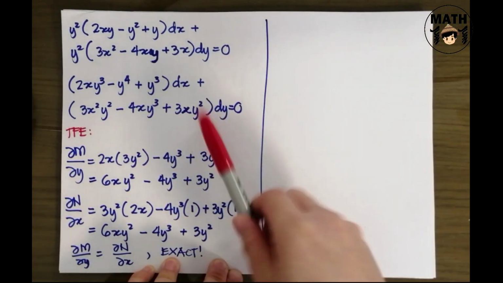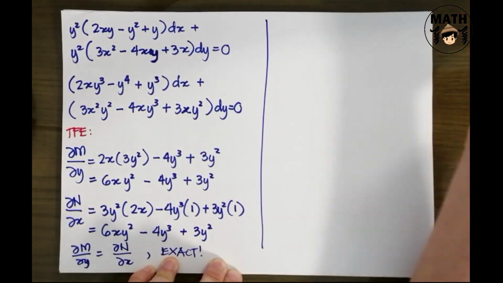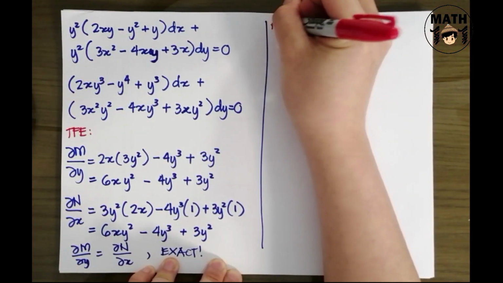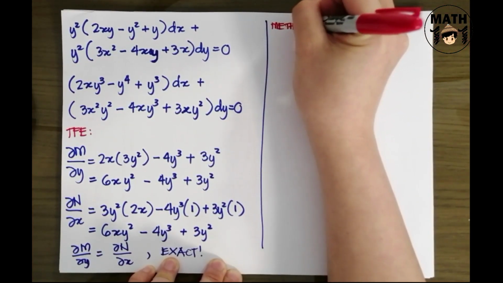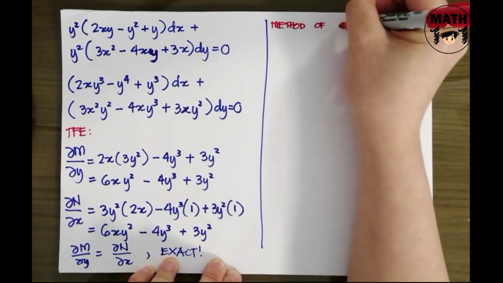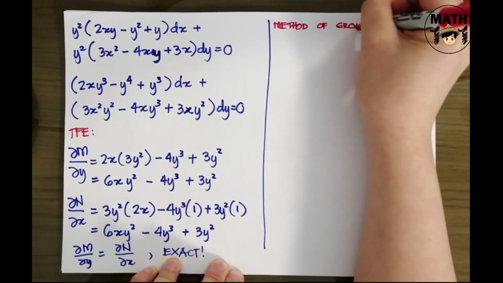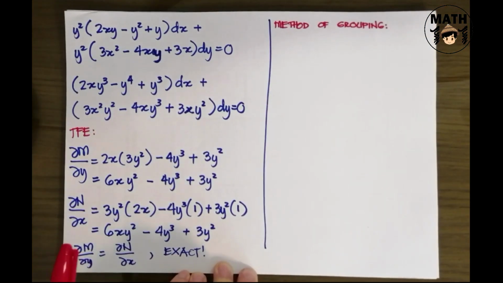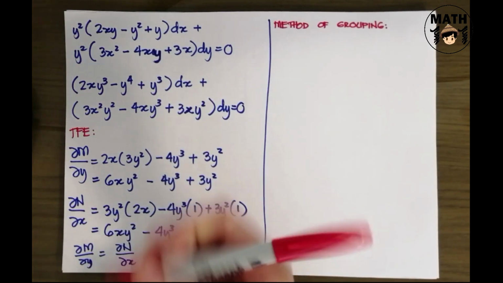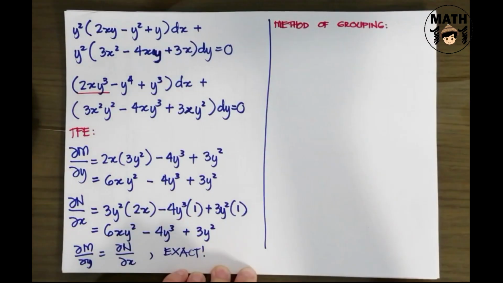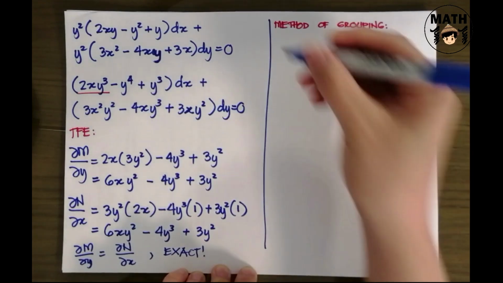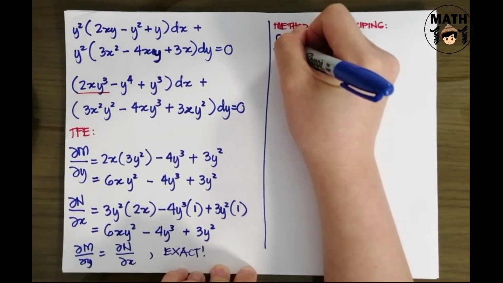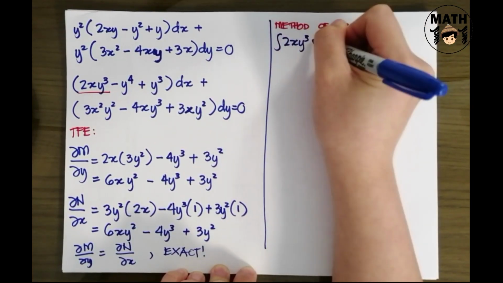Dahil exact na siya, gamit tayo ng method of solution for exact equations. Ang gamitin naman natin ngayon is the method of grouping. Pipili tayo ng isang term, then later differentiate natin siya para mahanap yung kapartner. Unahin na natin si 2xy cubed. Integrate natin siya with respect kay x.